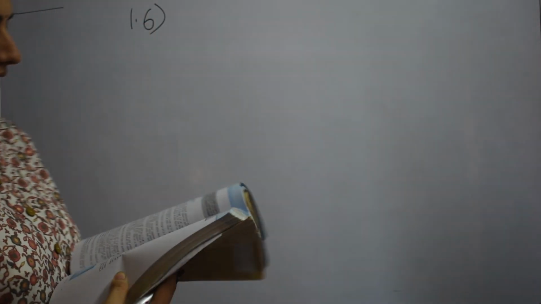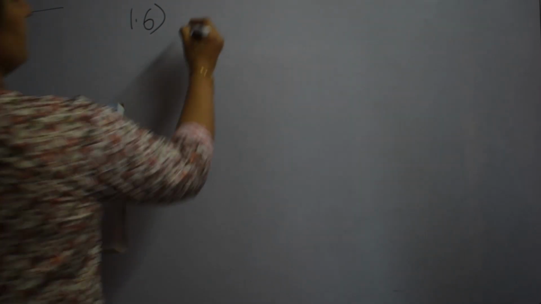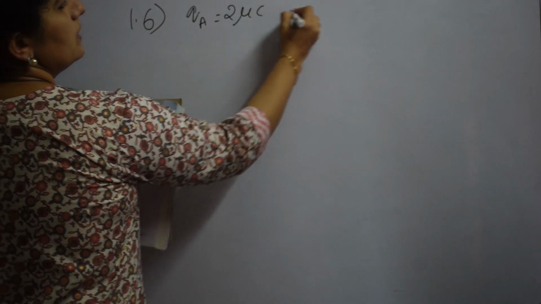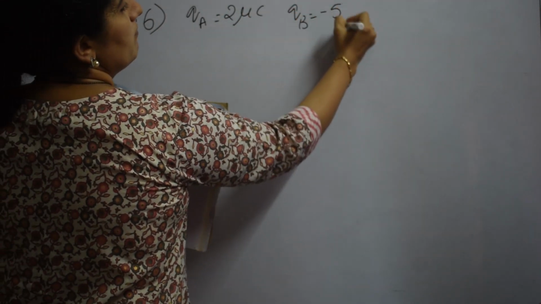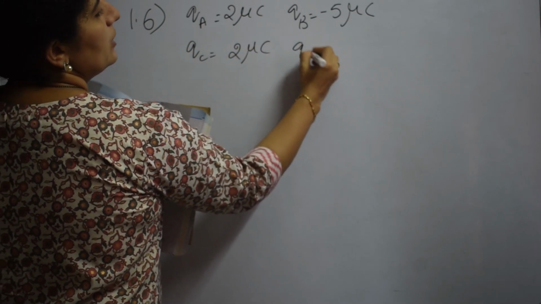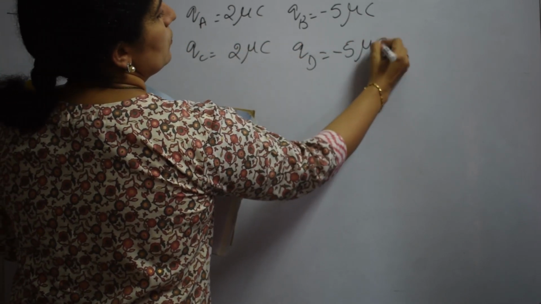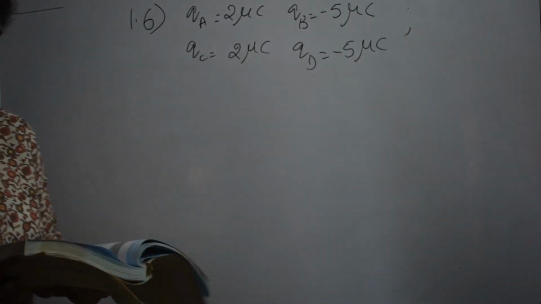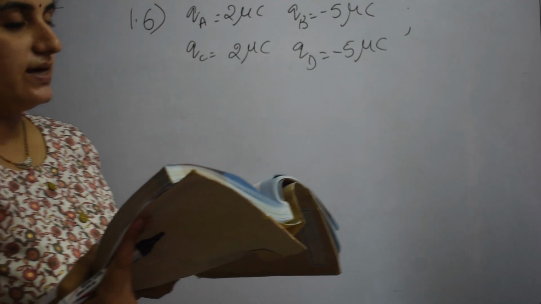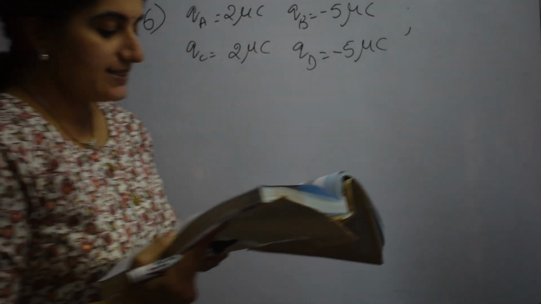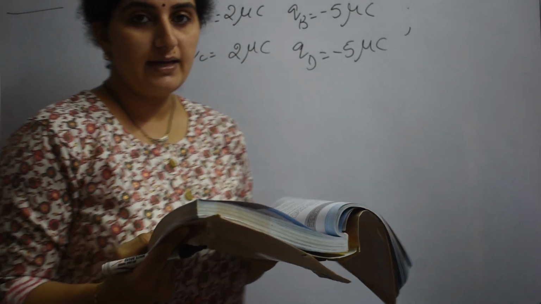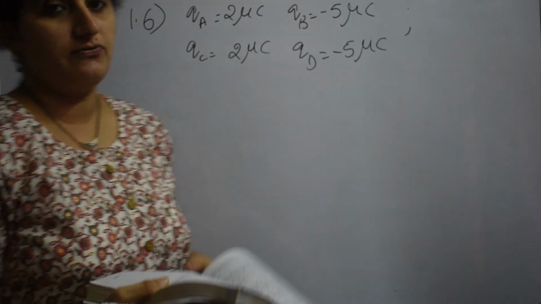4-point charges QA, QB, QC and QD. QA is 2 microcoulomb. QB is minus 5 microcoulomb. QC is again 2 microcoulomb. QD is minus 5 microcoulomb. So if there are charges like this which are located at the corners of square ABCD of side 10 centimeter, what is the force on a charge of 1 microcoulomb placed at the center of the square?